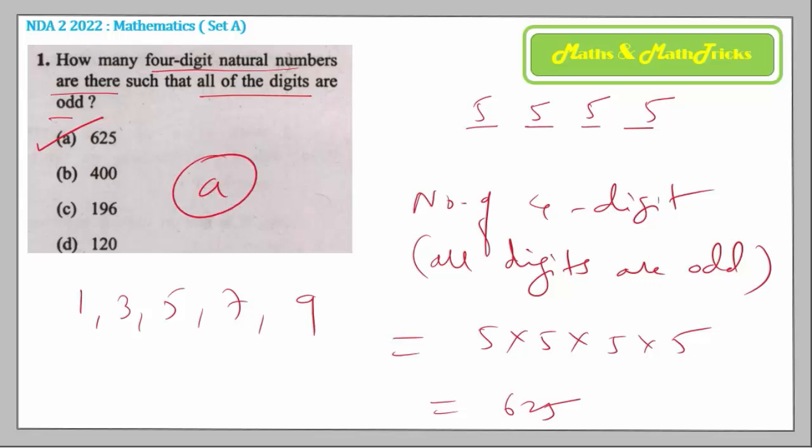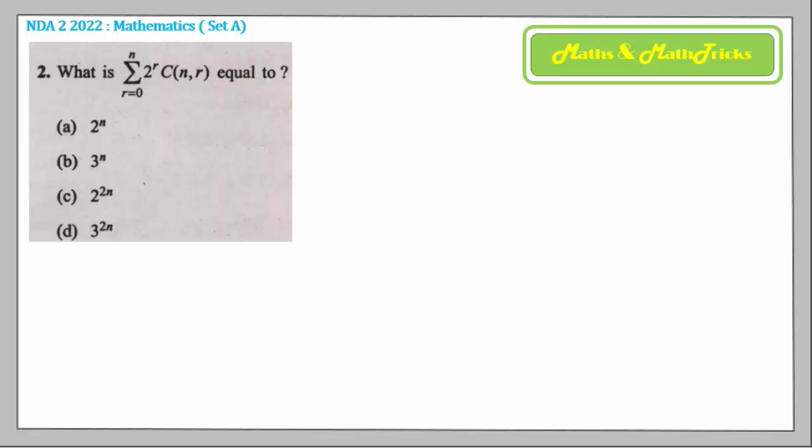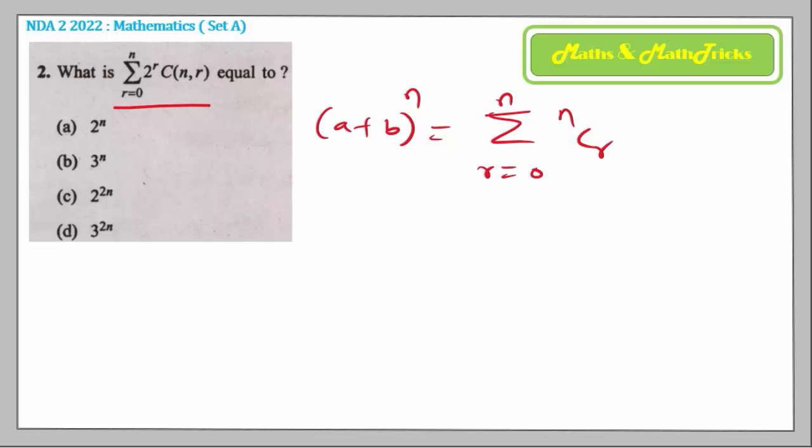Alright, coming on to the next question, number 2, based on the binomial theorem. In this question, you are asked the value of this sigma 2 to the power r, nCr, where r is ranging from 0 to n. You all remember that (a plus b) to the power n goes as summation r equals 0 to n, nCr a to the power n minus r, b to the power r, isn't it? So this concept you can try to apply so that you get the target 2 power r.